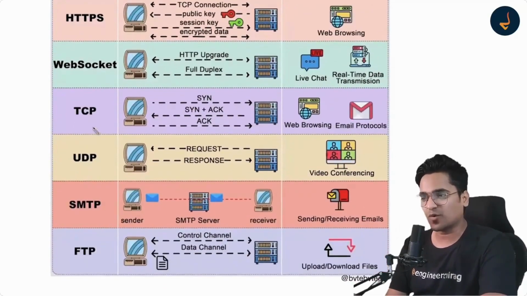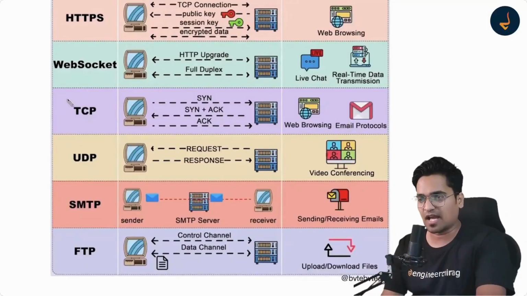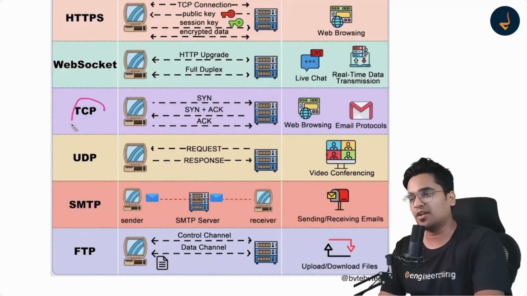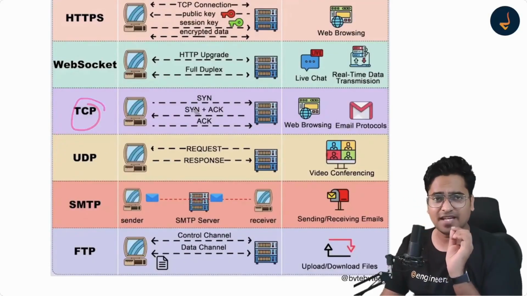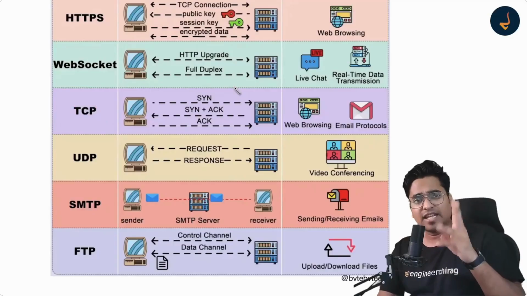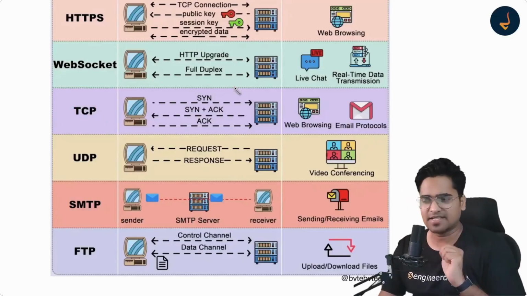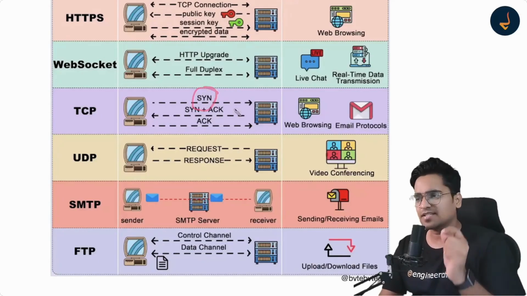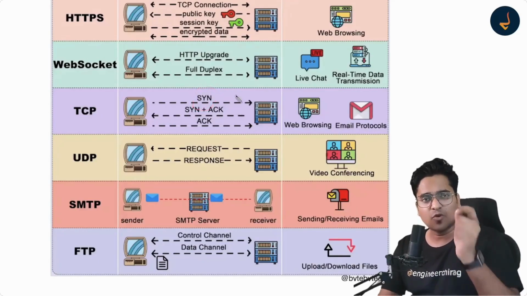So let's quickly understand these two concepts, because I'm going to use them again and again at multiple places. First, what we call is the TCP connection. In a TCP connection, what happens? It's a three-way handshake kind of thing. The first one is sent as a synchronization, saying, boss, I am going to send you some request. Are you available? Are you ready?